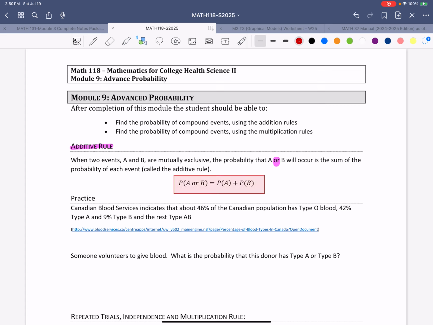What I'd like to highlight with this rule is notice the word or. So we're looking at mutually exclusive events, things where there's no overlap. It's either this or this. So if we think back to our Venn diagrams where we left off, in this situation we'd have event A and event B, but there would be no overlap because they are mutually exclusive.